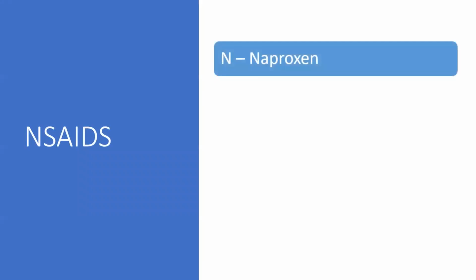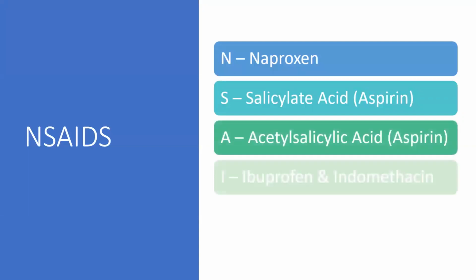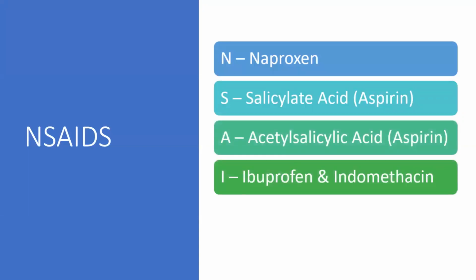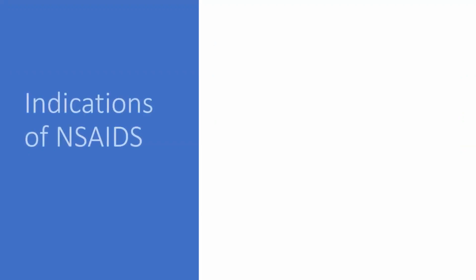For NSAIDs, we can remember the examples of drug names with NSAIDs as a mnemonic: N for naproxen, S for salicylic acid, aspirin, S for acetylsalicylic acid, I for ibuprofen, I for indomethacin, and instead of S, we use K, that is ketorolac.